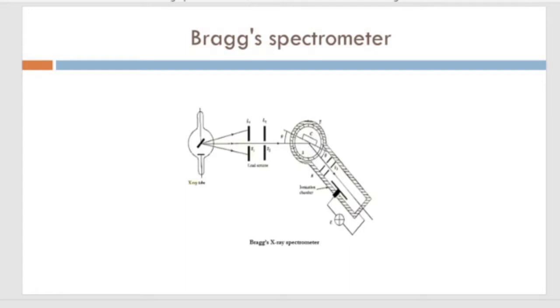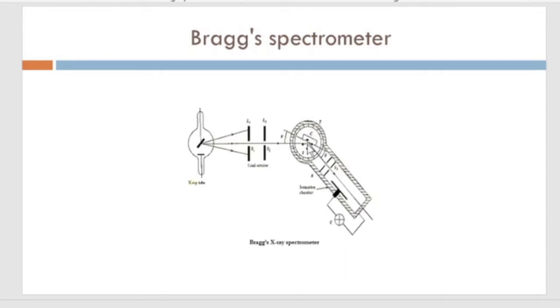When a narrow beam of X-rays is allowed to fall on this crystal, which is mounted on a rotating table, the rotating table is provided with a scale and vernier arrangement. Here the angle of incidence, or the glancing angle, can be measured. This angle is theta. Theta is the glancing angle between the crystal and the X-rays.